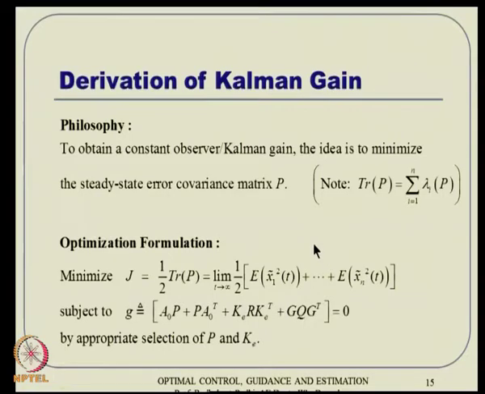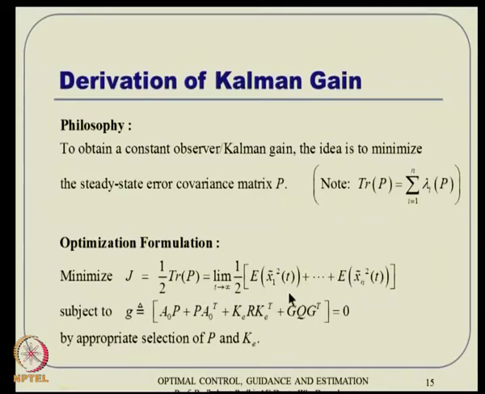So here is an optimization formulation which tells that we have to minimize this P, but remember P is a matrix, and trace turns out to be a kind of norm basically. So we are interested in minimizing the trace of P now. So what is P? By definition, it is the limit as t tends to infinity of this thing, that's the trace of P.